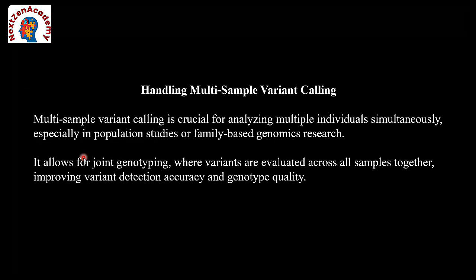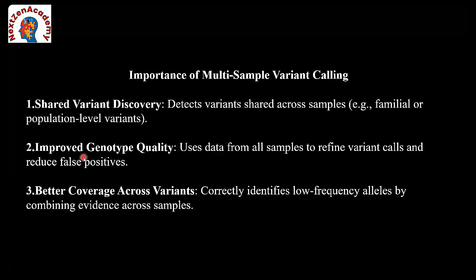Minimum quality is 20: filter the variants with a quality score below 20. Minimum depth is 10: filter the variants with depth below 10. Recode is helpful to provide the output file as a new VCF file.